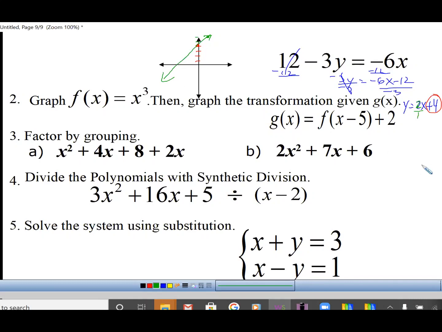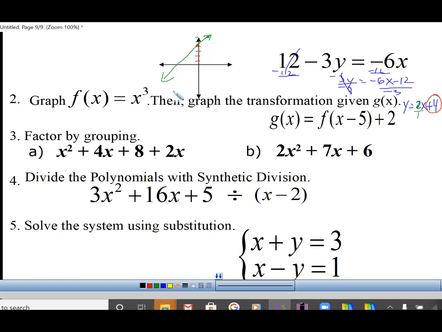Now, could I use more points? Yes, I can. But for right now, I'm just going to use those. All right, next, number 2. It says graph f of x equals x cubed. Now, by now, hopefully you already know how to graph that without a table because we've been practicing, but now we're switching it off to cubics.